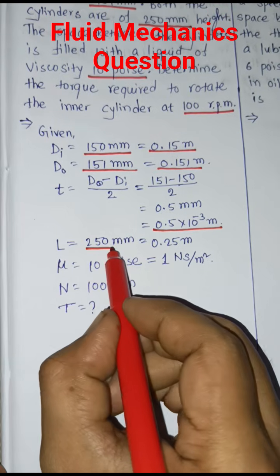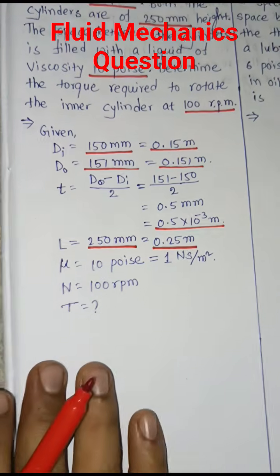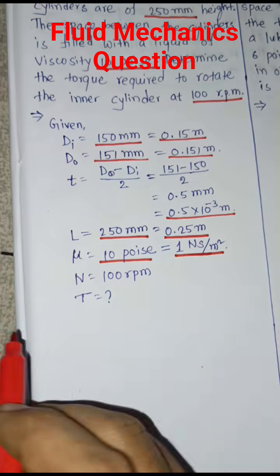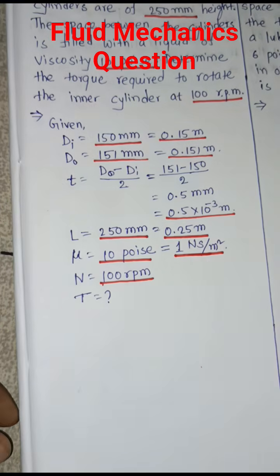Length of the cylinder is given as 250 mm, that is equal to 0.25 meter. Viscosity is 10 poise, that is equal to 1 Newton second per meter square. RPM is 100, that is given. You have to find out the value of torque. So how to calculate that?